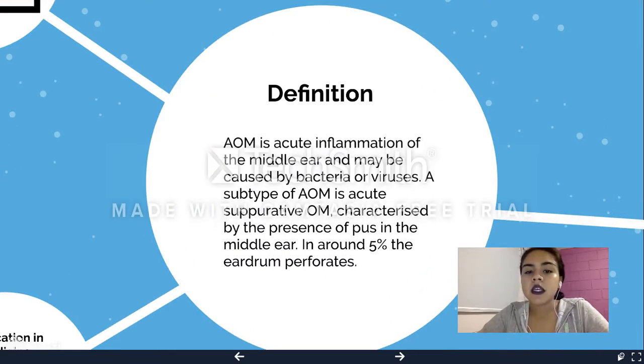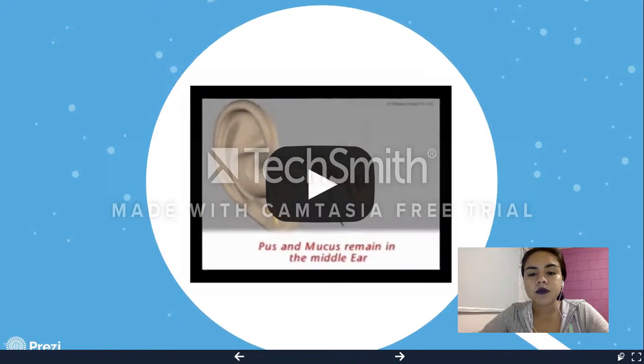Acute otitis media is an acute inflammation of the middle ear and may be caused by bacteria or viruses. A subtype of acute otitis media is acute suppurative otitis media, characterized by the presence of pus in the middle ear in around 50%. The eardrum perforates. Pathology of otitis media.